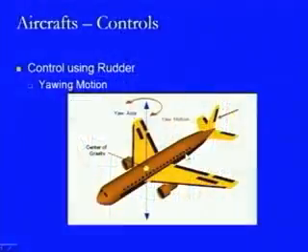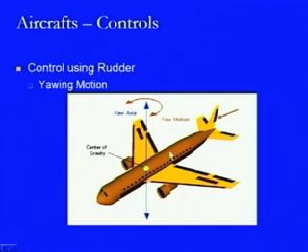Now, we come to the controls, how the controls work. The first control we are discussing here is the control using the rudder. This rudder helps in controlling the yawing motion, as we have discussed that there is a yawing motion, and this yawing motion is with respect to the z axis. So, this is the z axis which is passing through the CG, and the rudder is provided here. This arrow is showing the location of the rudder.